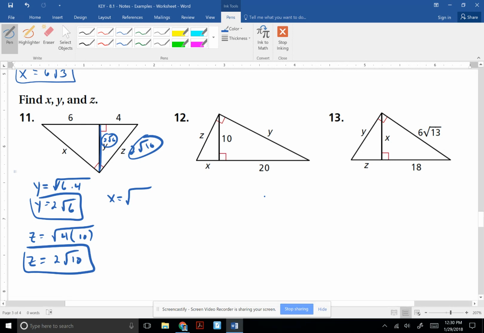All right, so we said the leg is the geometric mean of the part closest to it multiplied by the whole thing, it's supposed to be in parentheses. So that would be 10. In this case, that's 2 times 3, and that's going to be 2 times 5. So we can pull out a 2. So 2 radical 15.